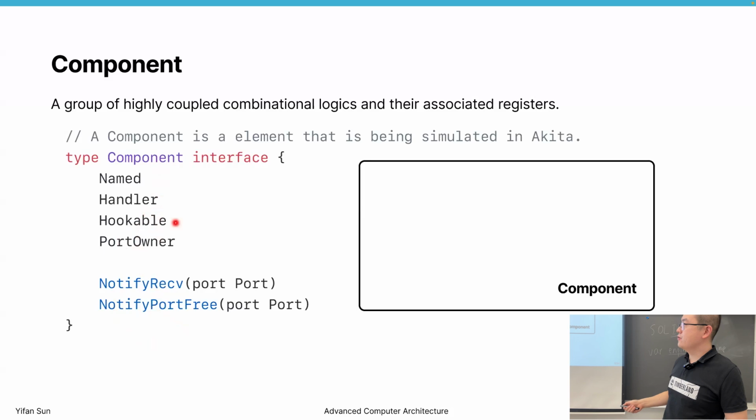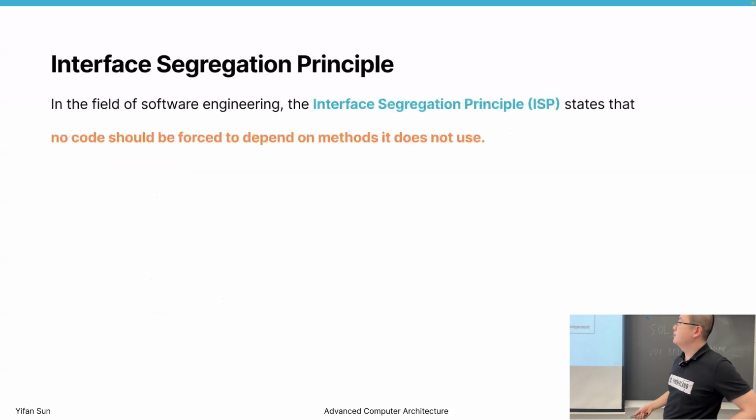And other than these four, by the way, named only has one method called name. So basically we say this is something that has a name. Other than this, we have notify receive and notify port free. Later on, you can see these two functions are super useful. So component is a large interface. It can contain many different things.